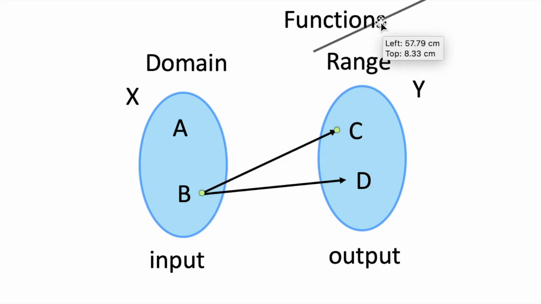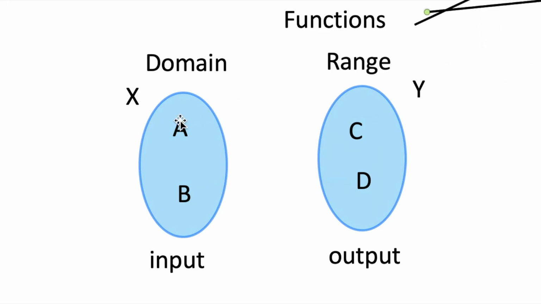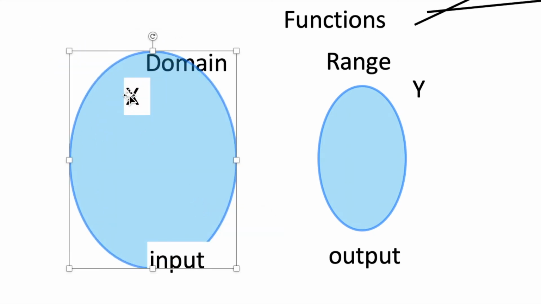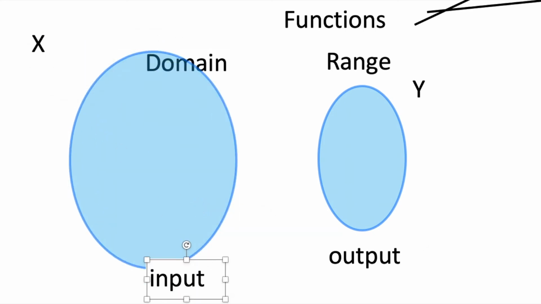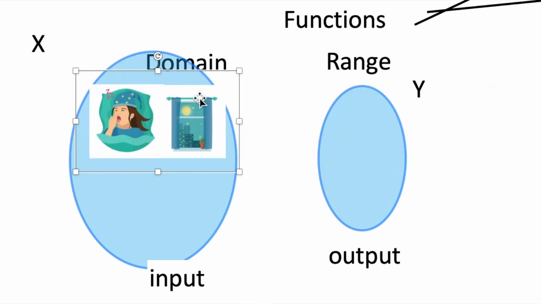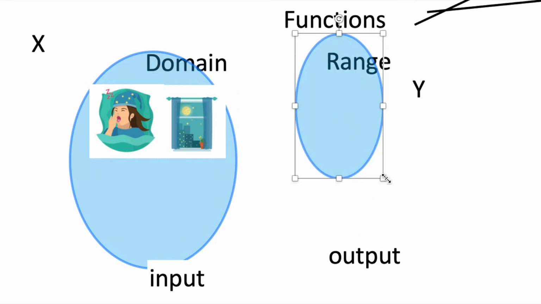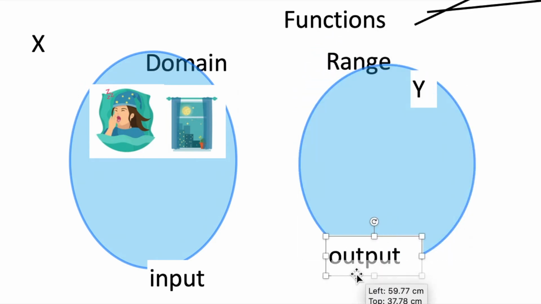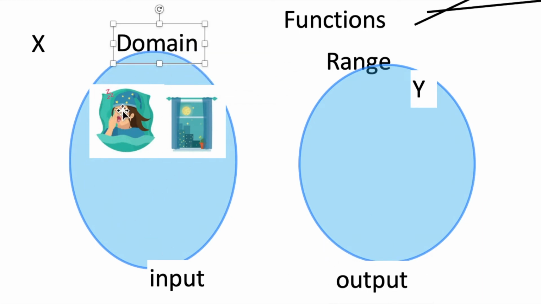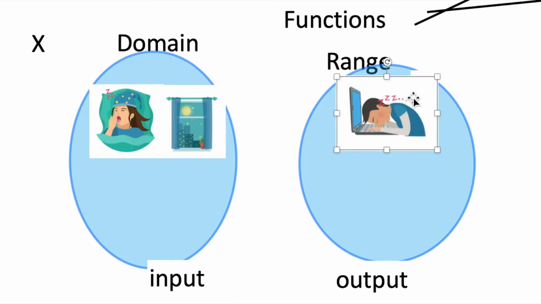So let me show you using a different example. Let's remove all of these. So now, let's imagine you slept very late. What could happen if you do sleep very late? So this is the input. This is what you put in. You decide to sleep late. What could happen is the next day you'll be tired.